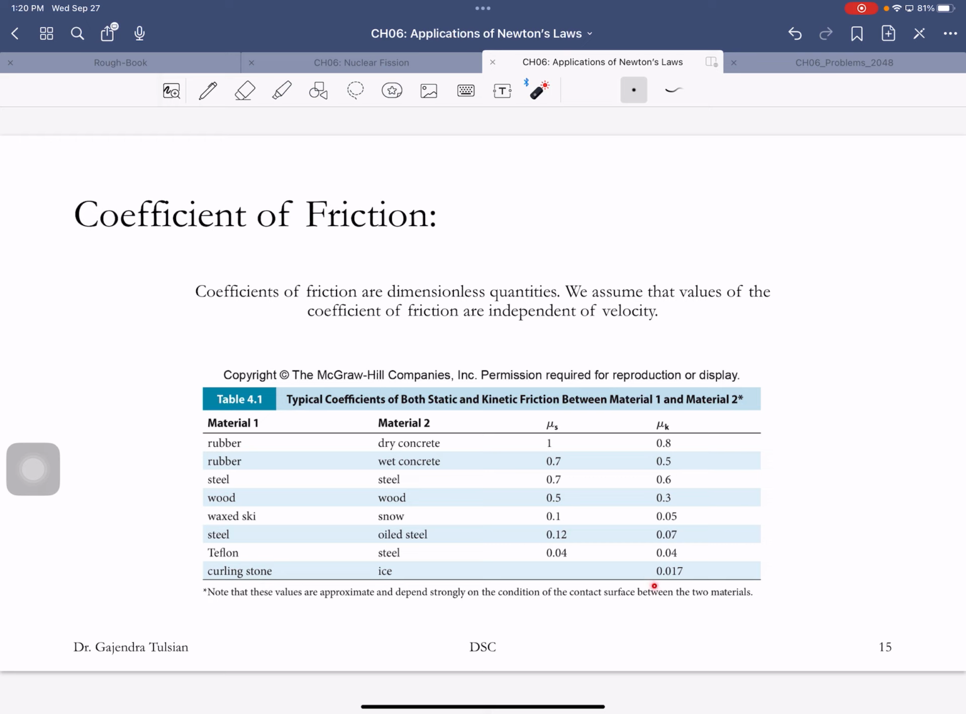Let me give you meaning to these things. Again, these are dimensionless numbers, and here are some values. Rubber on dry concrete: mu s is 1, and mu k is 0.8.